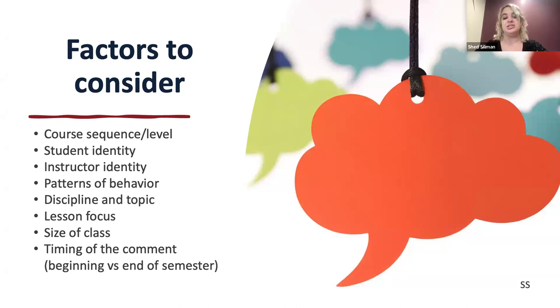I will say I teach sociology, and part of the class is learning to be more thoughtful and aware with that type of language. So that's very fitting with my class. The lesson focus, right, the topic, the size of the class itself, and the timing of the comment we can also keep in mind. For example, making a mistake at the beginning of the semester versus continuing to say a hurtful thing past the beginning of the semester, past opportunities we've given them to improve.